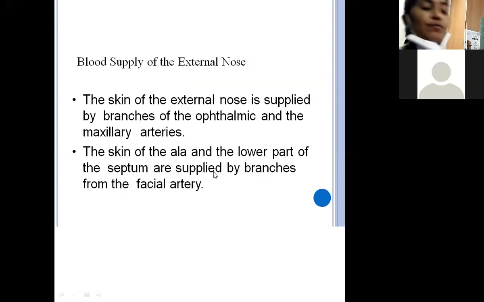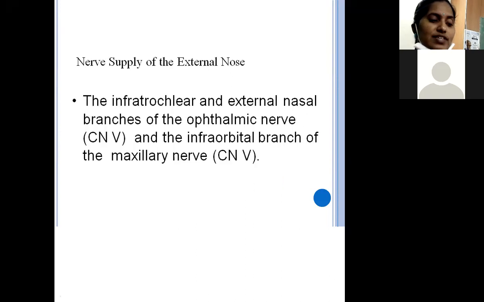Next, coming to the blood supply of the external nose. The skin of the external nose is supplied by branches of the ophthalmic and the maxillary arteries. The skin of the ala and the lower part of the nasal septum is supplied by branches coming from the facial arteries. So totally the external nose is supplied by the ophthalmic and maxillary arteries along with the facial arteries. So that is about the blood supply of the external nose.